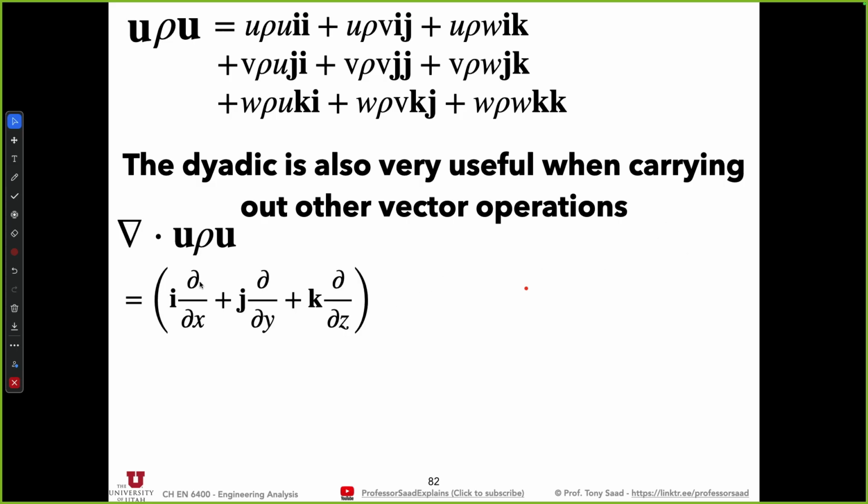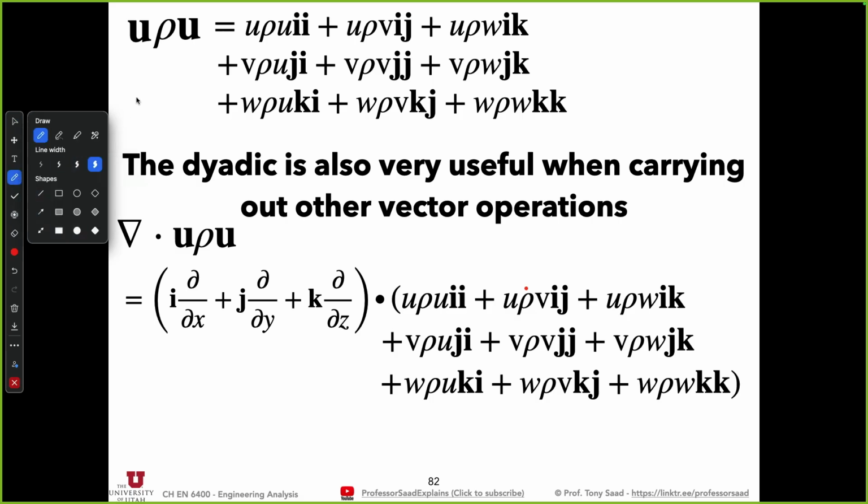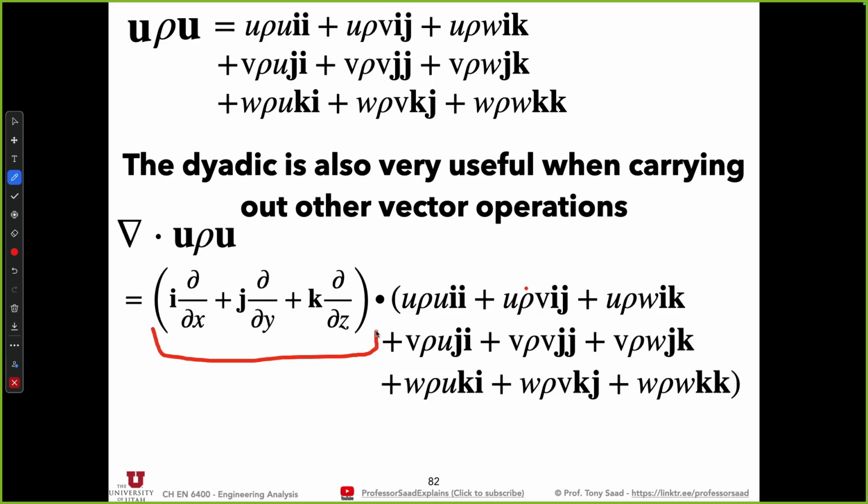Okay, so I'm going to take my nabla operator, d by dx in the i direction plus d by dy in the j direction plus d by dz in the k direction, and simply dot it with my dyadic form of the advection tensor. Okay, is this legal? Absolutely. Is this allowed? Absolutely. All I'm doing is taking a dot product between a vector operator and a tensor.